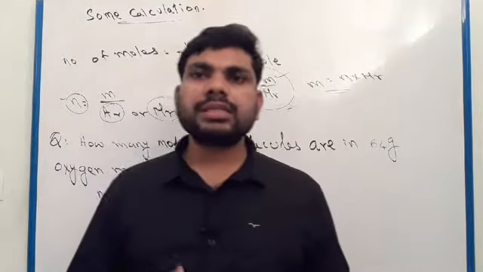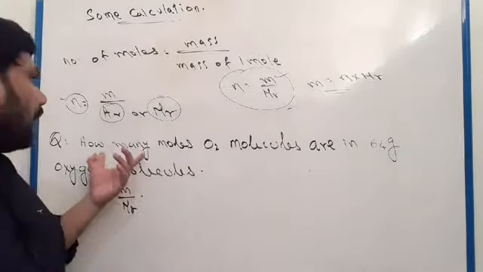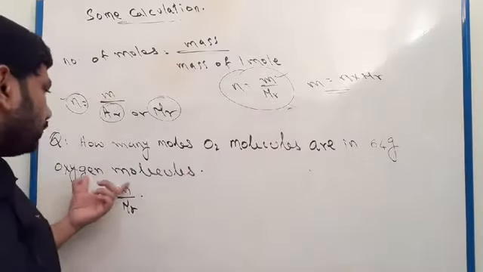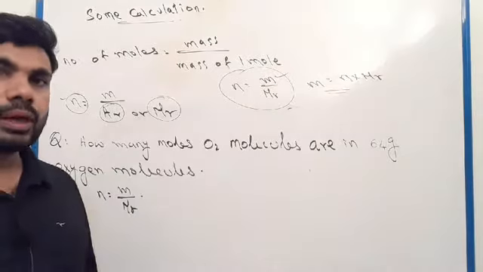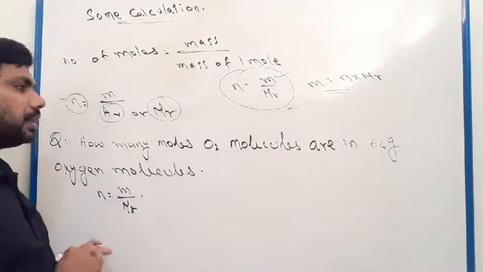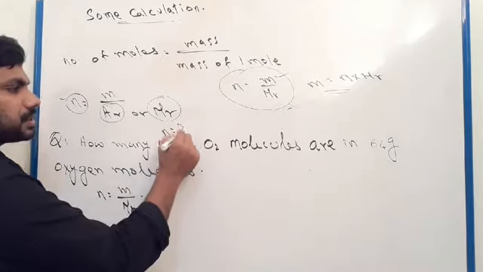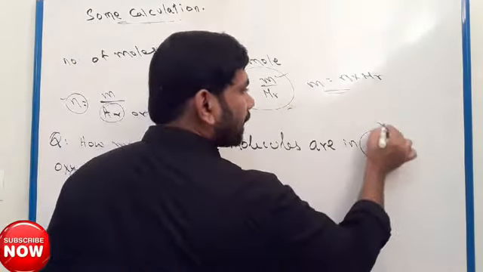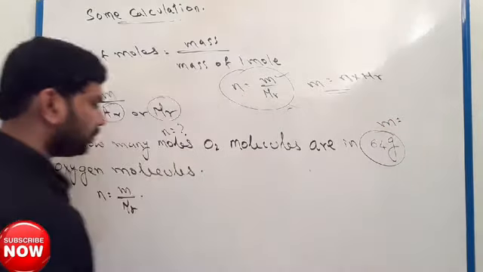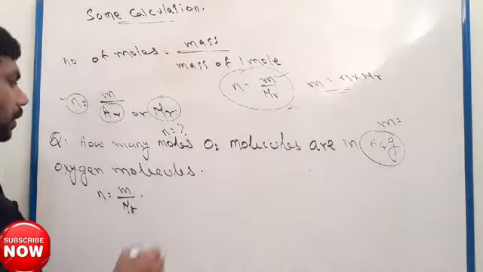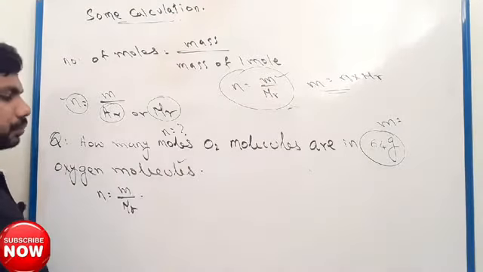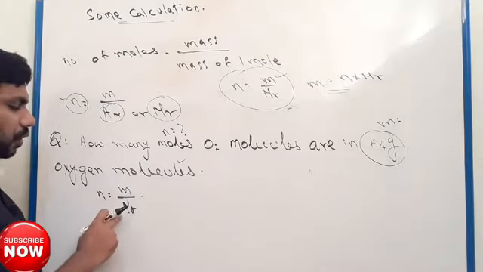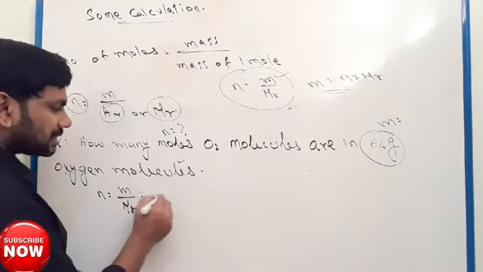See here, based on this, another question: how many moles of oxygen molecules are there in 64 gram of oxygen molecule? Here you have to find number of moles, and 64 gram mass is given. So here, oxygen molecule. Number of moles is equal to mass over molar mass. Mass is given, 64.